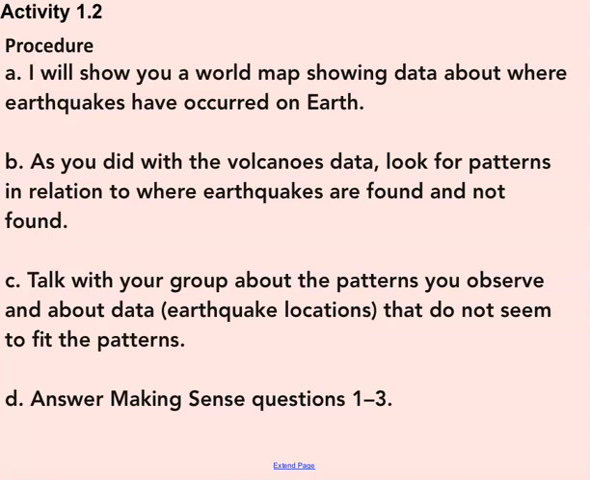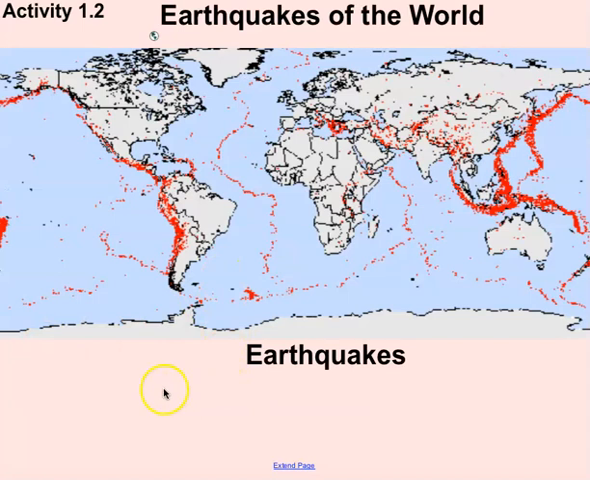Now, if you're doing this by yourself, obviously, you're just going to have that conversation with yourself internally, of course, and see if you can find any patterns. And then you're going to do questions 1 through 3 on page 4. And again, the page numbers may vary from year to year. So here is a look at the map.